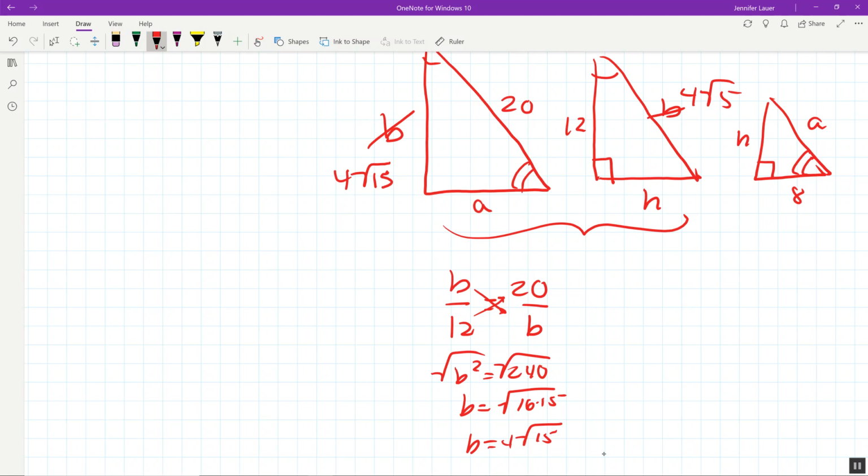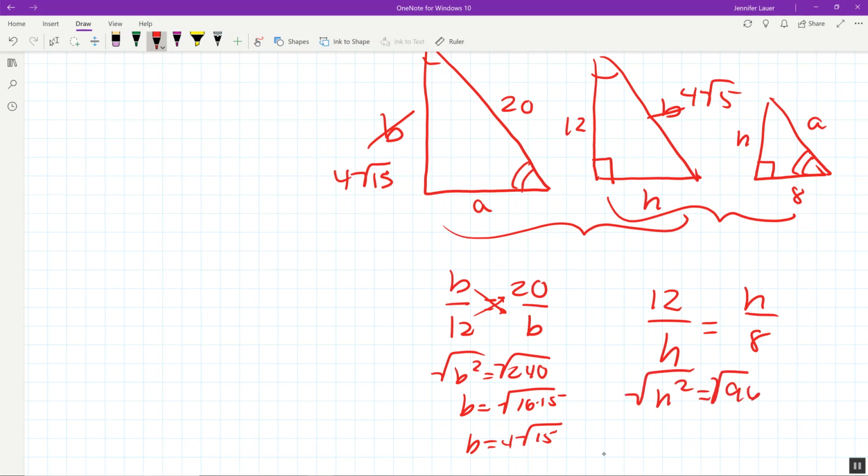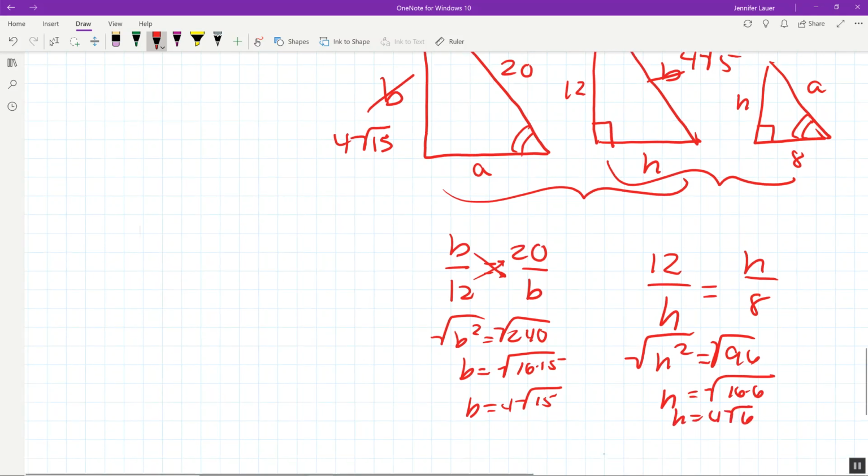And we could do the same thing for H. We could say, well, for these two, 12 is to H as H is to 8, and that would be H squared is equal to 96. So that one would be 16 times 6, so H is equal to 4 radical 6.